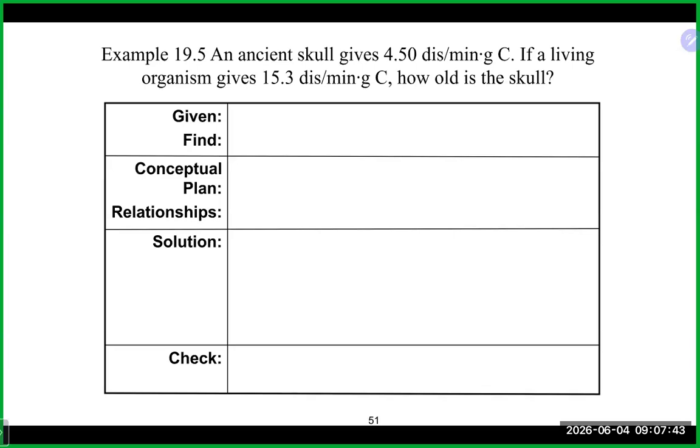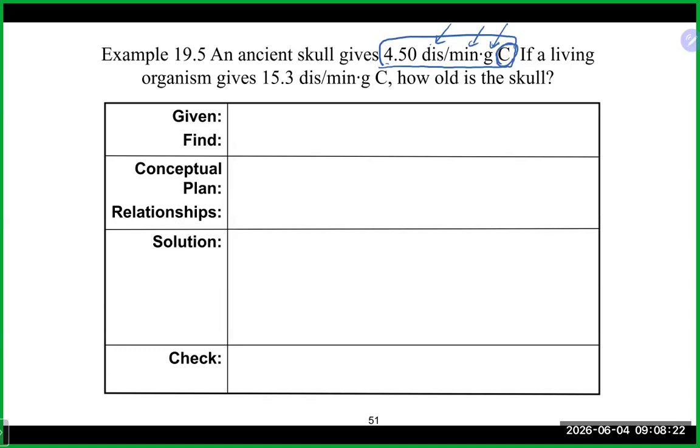if we have an ancient skull, and it gives a rate of radioactive decay. So this is not necessarily a concentration. It's not like grams and milligrams. It is, though, a rate of radioactive decay. And the abbreviations here mean disintegrations per minute per gram of carbon. So this C here is actually carbon. It is not degrees Celsius or anything like that.